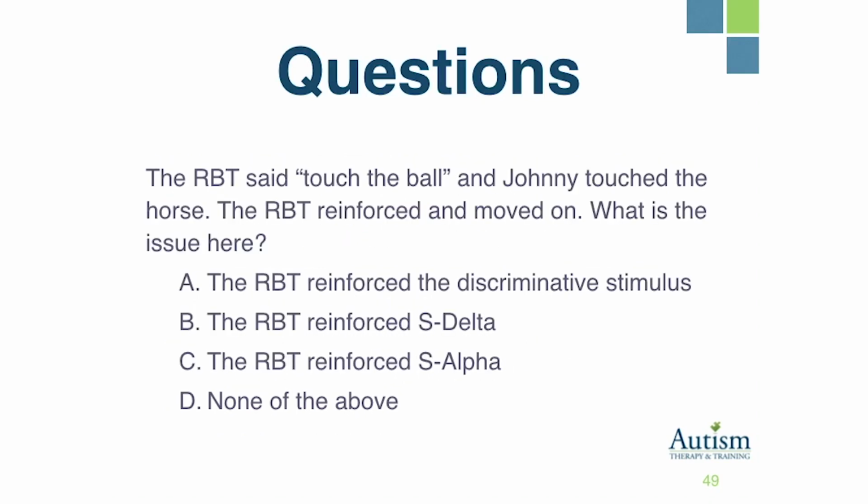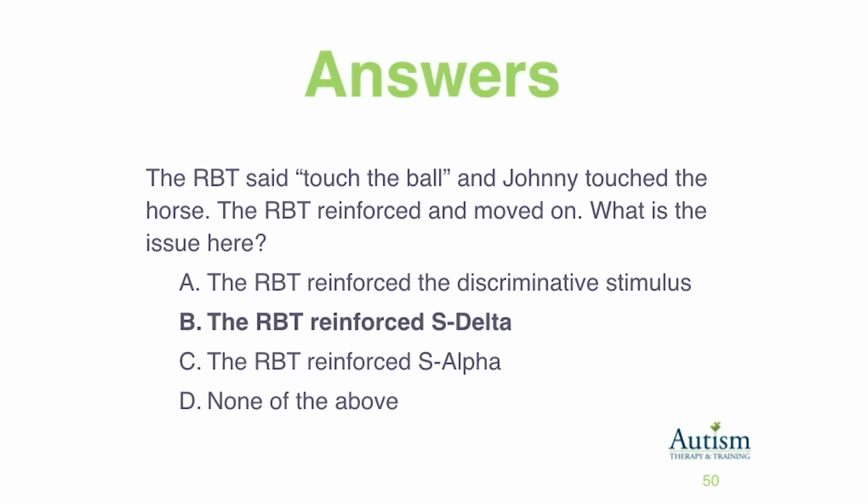The RBT said, touch the ball, and Johnny touched the horse. The RBT reinforced and moved on. What is the issue here? A, the RBT reinforced the discriminative stimulus. B, the RBT reinforced S delta. C, the RBT reinforced S alpha. Or D, none of the above. And the correct response is B, the RBT reinforced S delta.